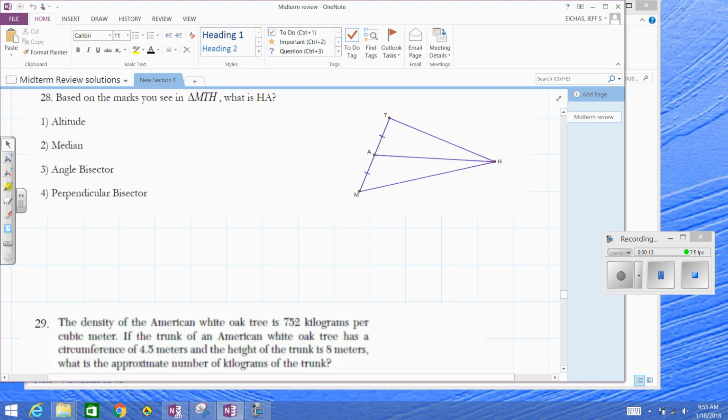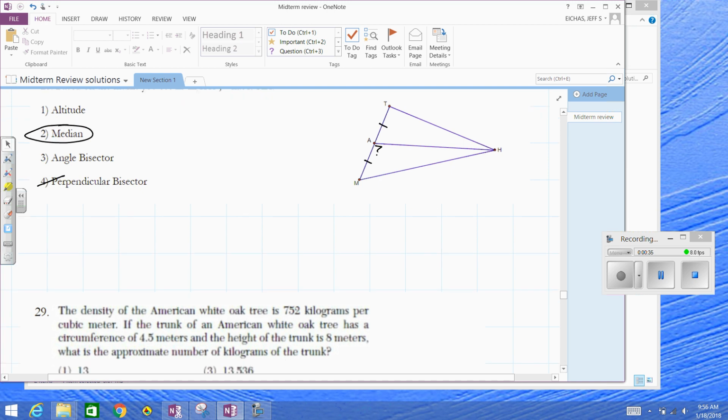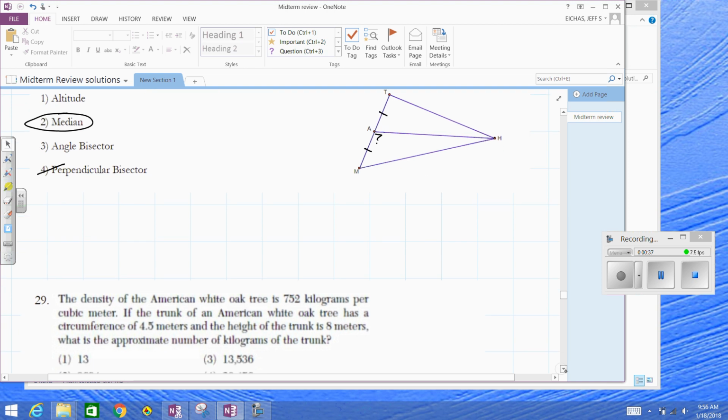What we're looking at here is that these marks indicate that this A is the midpoint. That's one way, so HA could be the median. We don't know about the right angle here, so let's assume it's not the perpendicular bisector, but the marks are showing it's a median because it goes from the vertex to the midpoint of the other side.